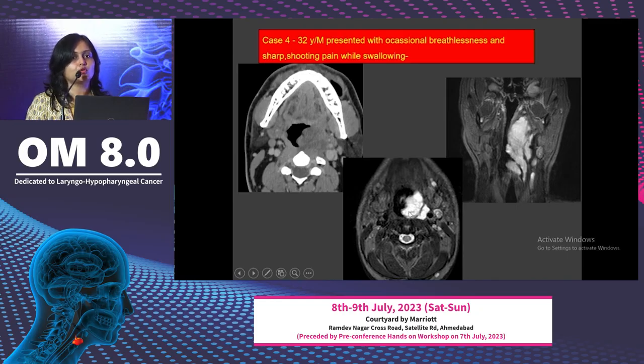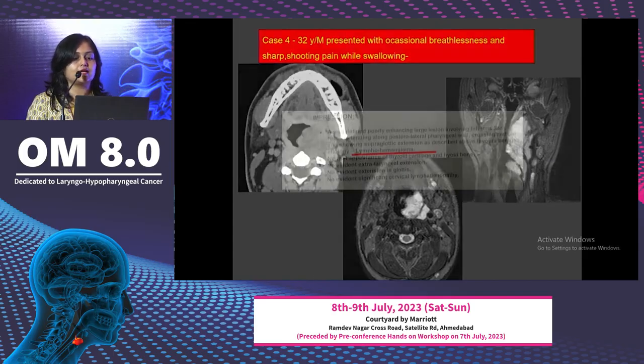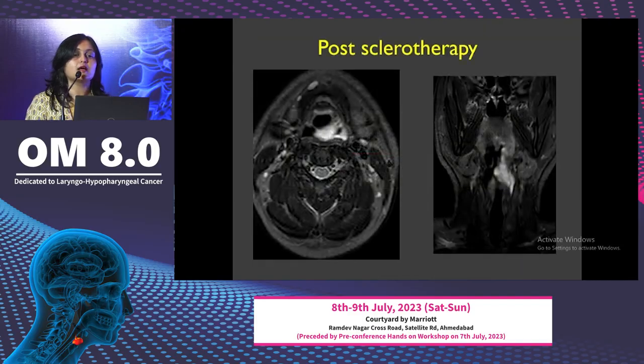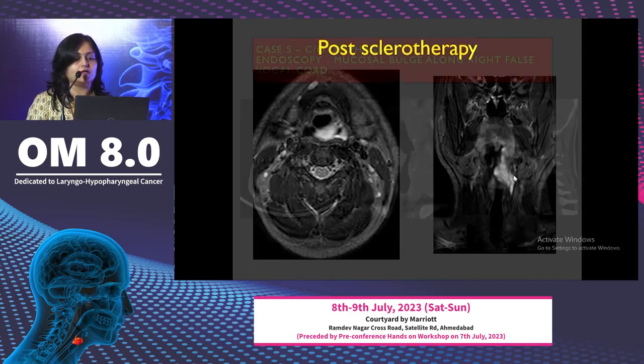It shows the gradual enhancement, and this was labeled as lymphohemangioma, and the patient underwent sclerotherapy. And these are the post-sclerotherapy images where there is a significant reduction in the size and extent of the lesion.